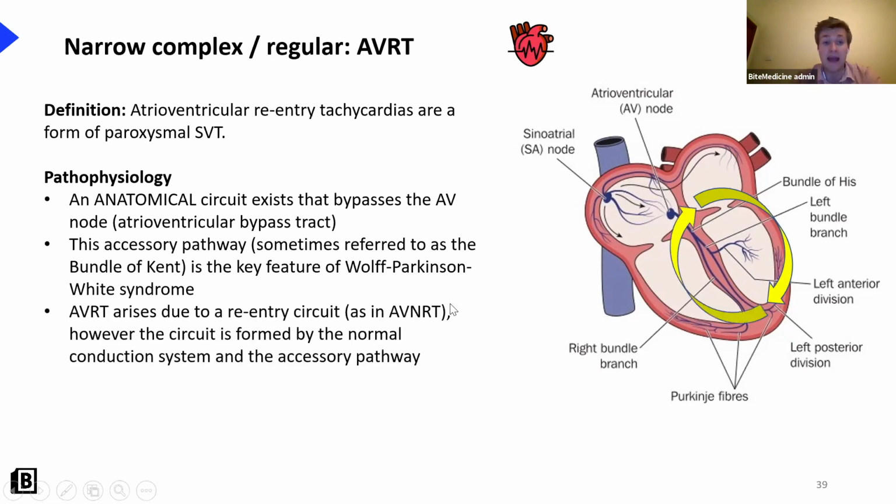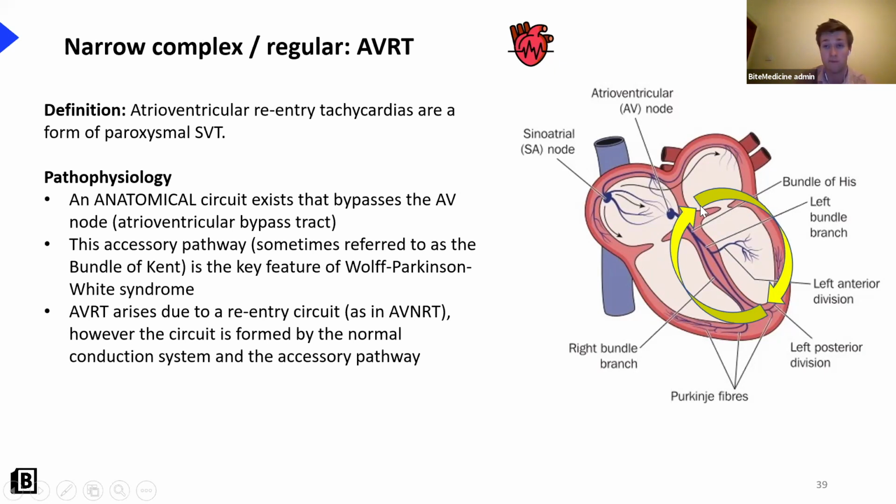Now, in AVRT, what can happen is that you get this anterograde conduction down the bundle of Kent and then back on itself via the bundle of His or by some other accessory pathway. And it can lead to a circus rhythm being formed by this anatomical circuit. And this can lead to a rapid circus rhythm that will cause the ventricles to depolarize and contract at a much faster rate than one would like, leading to a regular tachycardia.